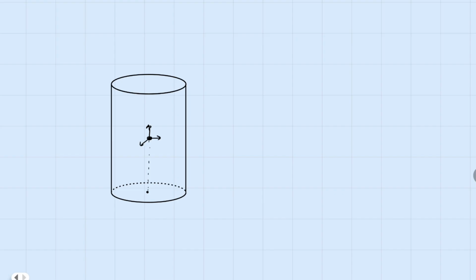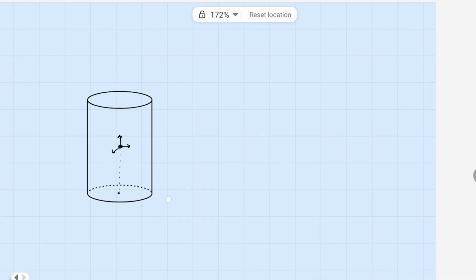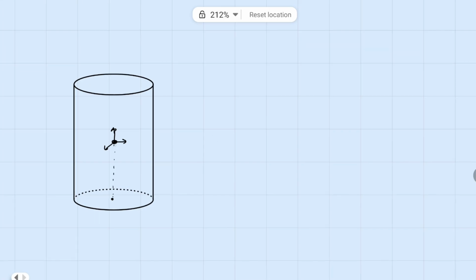Looking that it's a homogeneous cylinder, we can say that this coordinate system is associated with the center of mass of the cylinder. So the inertia tensor that we found, and I'm going to leave you the link to the video where we calculate this inertia tensor, is associated to the center of mass, and we name it as ICM.